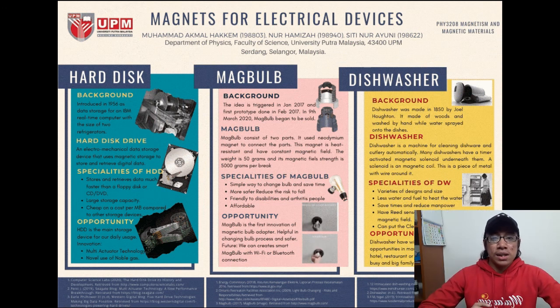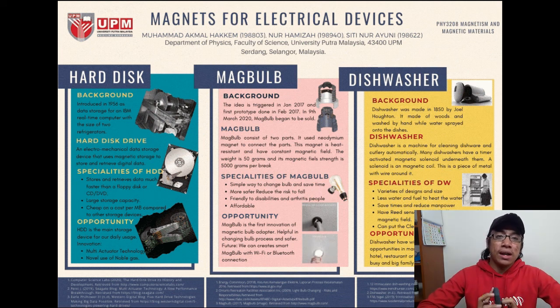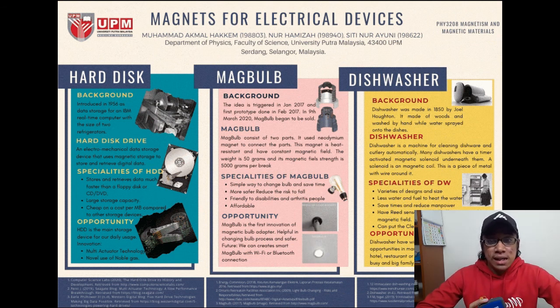So now I will proceed with another electrical device in our daily life that uses magnetic technology, which is the hard disk drive, or normally we just call it HDD. HDD is an electromechanical data storage device that uses magnetic storage to store and retrieve digital data. The first invented drive, the 350 RAMAC, was introduced back in 1956 as the data storage for the IBM real-time computer.